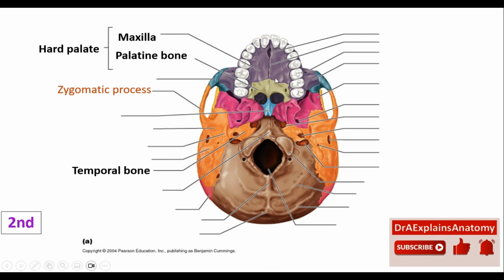As we mentioned earlier, the maxilla and the palatine bone both form the hard palate. Right here we can see the zygomatic process of the temporal bone, and we can see the styloid process of the temporal bone. This right here is the mastoid process of the temporal bone. This fossa in the temporal bone is the mandibular fossa, where the temporal bone articulates with the mandible. So that is the mandibular fossa.